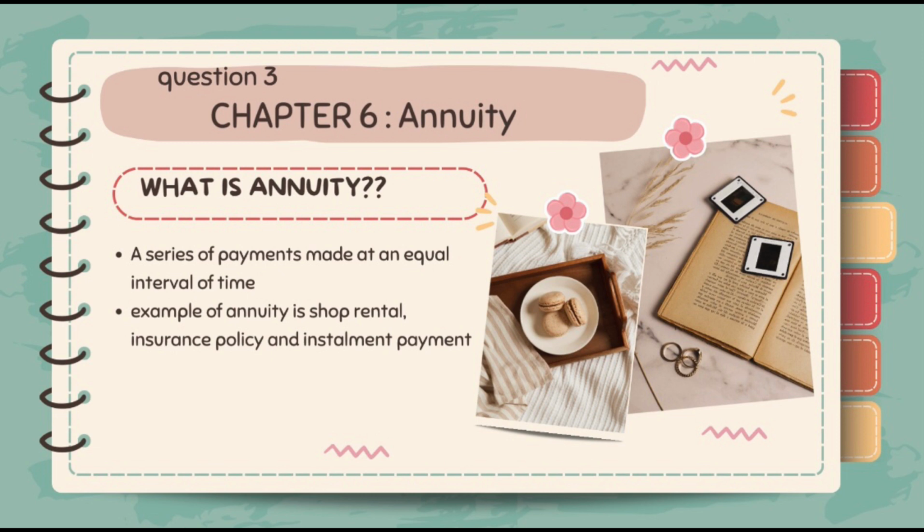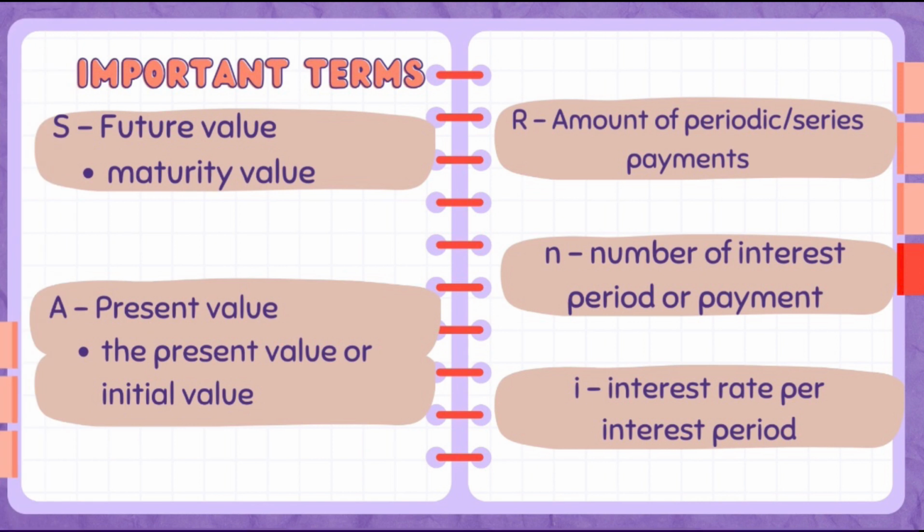So what is annuity? Annuity is a series of payments made at an equal interval of time. Examples of annuity are shop rental, insurance policy, and installment payment. So these are important terms of annuity.